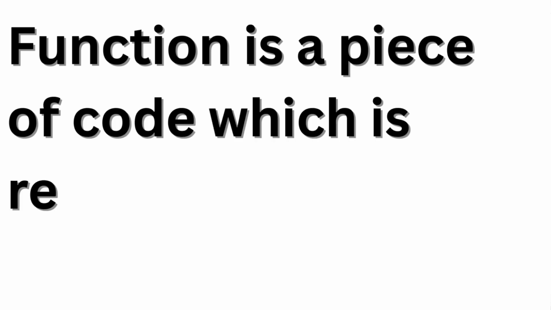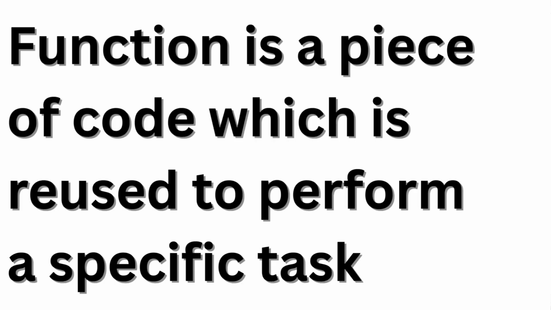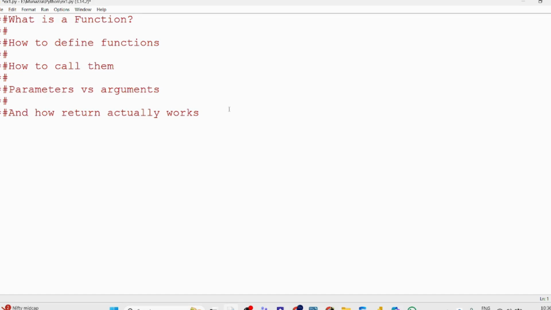So let us start with understanding what is a function. A function is a piece of code that is reused to perform a specific task. So you're giving a job or a task to that function, and whenever there is a need of that task to be done, you're simply calling that function. So let us understand this with an example.